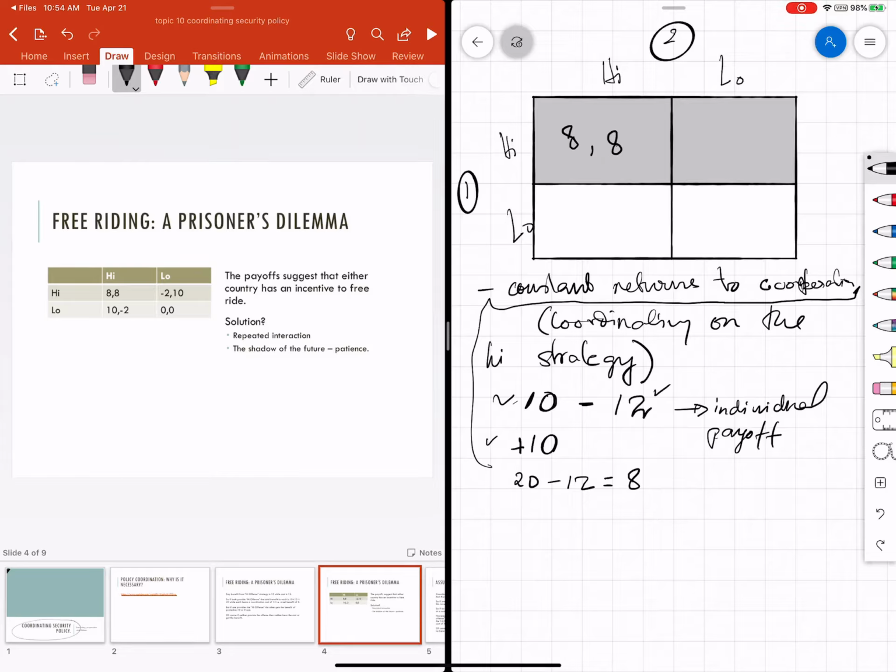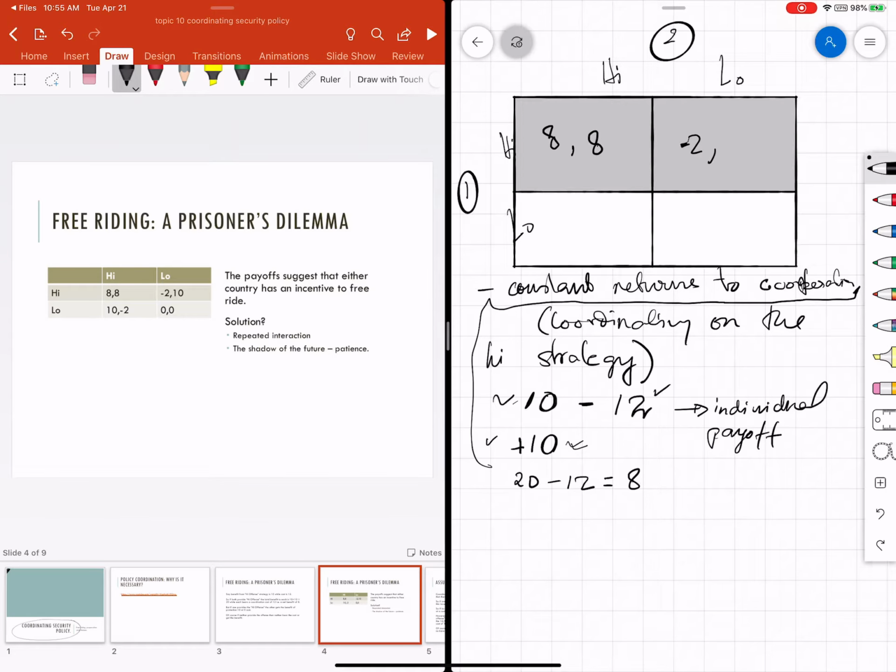They also have a benefit of 10, but that's a net benefit of minus 2, 10 minus 12, right? Because they don't get this additional benefit of 10, which is the benefit that both the US and Canada would have gotten if Canada had joined, right? So what that means is the payoff here is going to be minus 2.